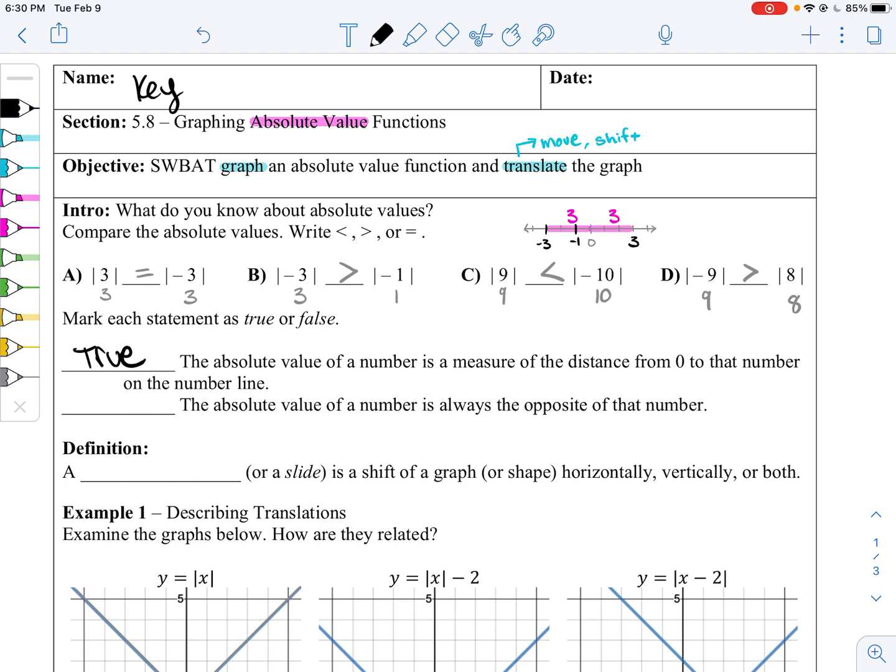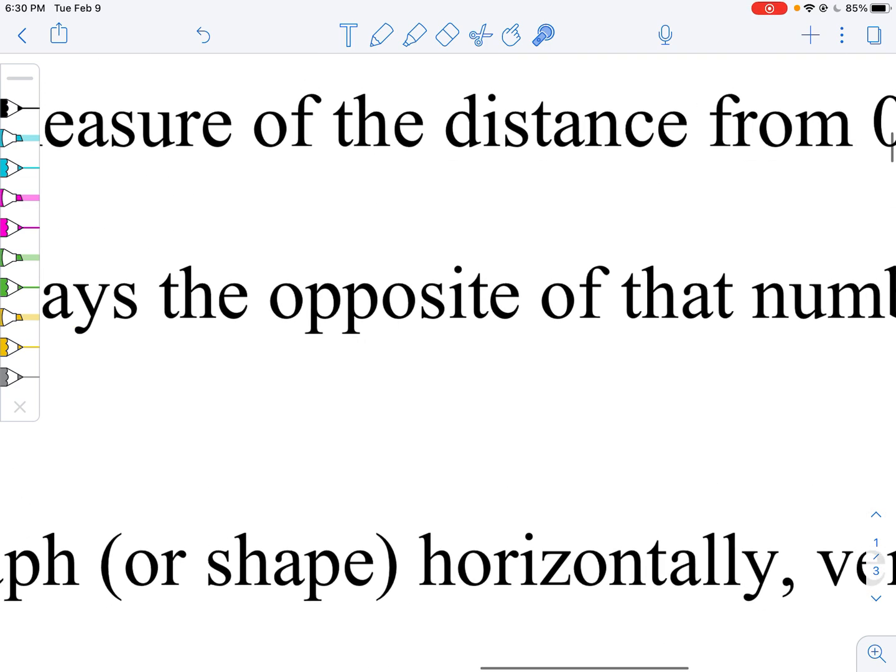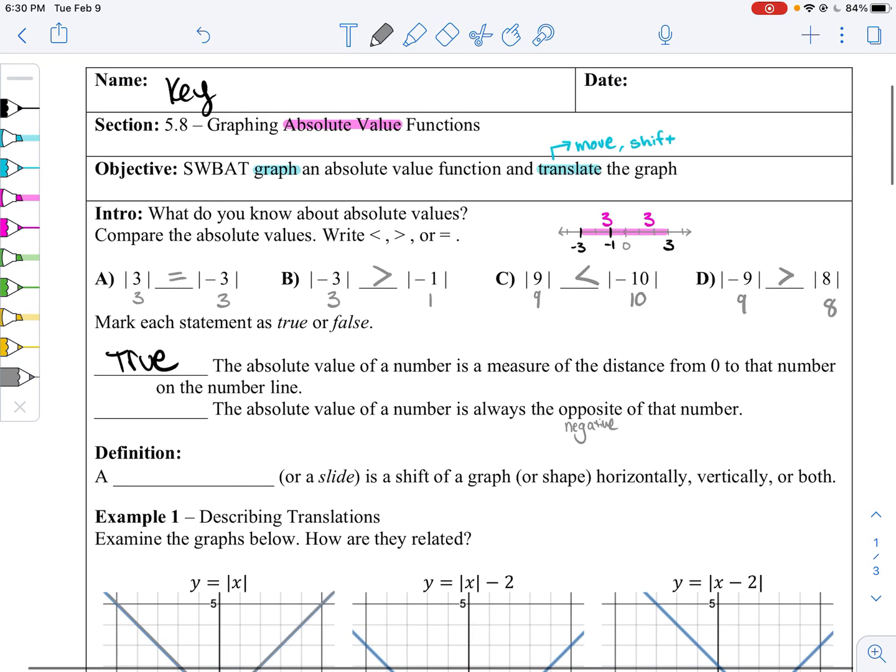Okay, then is it also true that the absolute value of a number is always the opposite of that number? Remember, opposite means negative. If you have a negative number, like -3, the absolute value of -3 is its opposite, 3. But the absolute value of 3 is itself 3. So this is going to be falso. That's false.